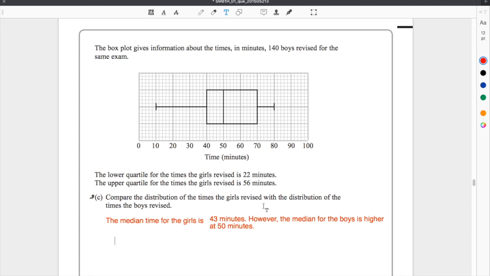So the upper quartile for the girls is 56 minutes, because that's stated in the question, just there. Whereas for the boys, this is 70, because that's the line there we're looking at for the upper quartile for the boys. 70.